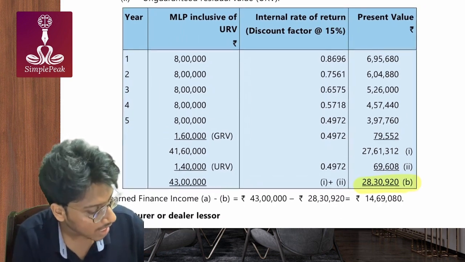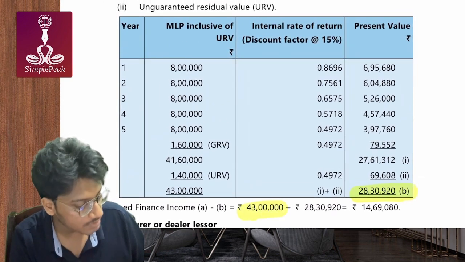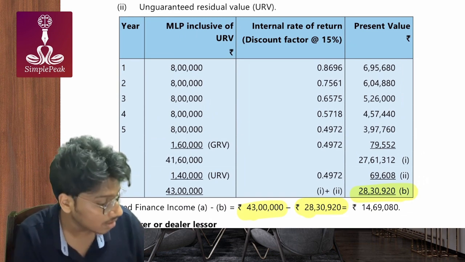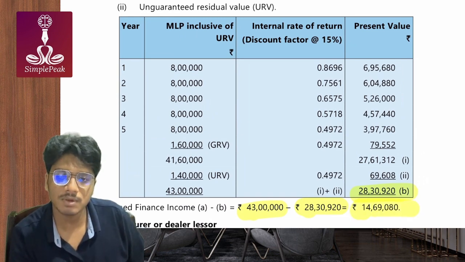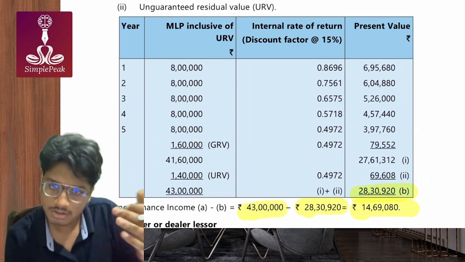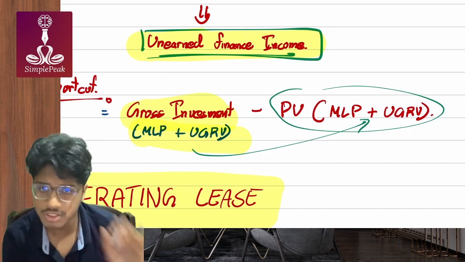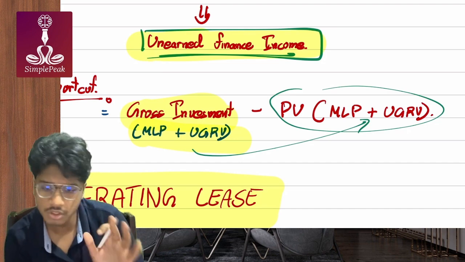Okay, and you take the gross investment minus the present value of minimum lease payment plus UGRV. That's the difference, and it will be the unearned finance income. I hope that's clear. Do the illustration, you will get the clarity. I hope you're getting a conceptual clarity based on this video. I can do everything over here in the short span of time.